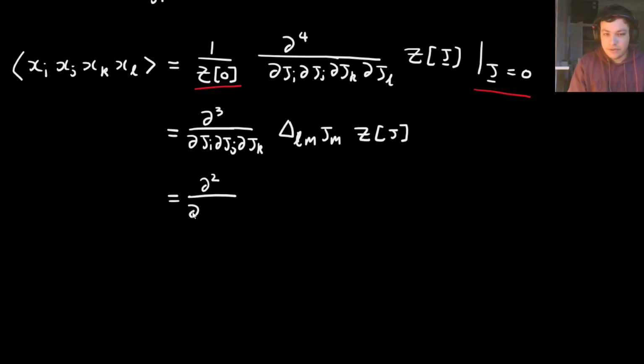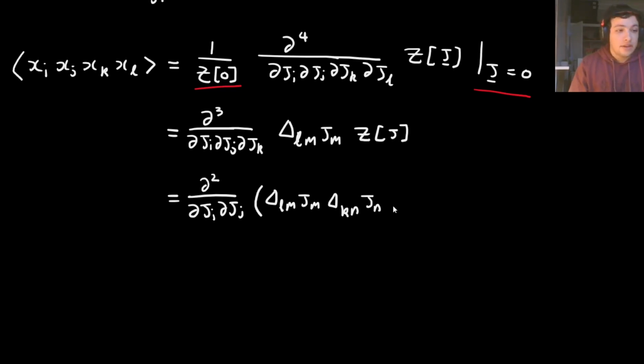So d2, dJi, dJj. What's already there gets multiplied by a dummy index. So delta lm Jm, delta kn Jn, and then everything that was already there gets differentiated with respect to whatever we're differentiating with. So plus delta KL, right? Because this is going to be a delta KM, we sum over it, we get that Zj.